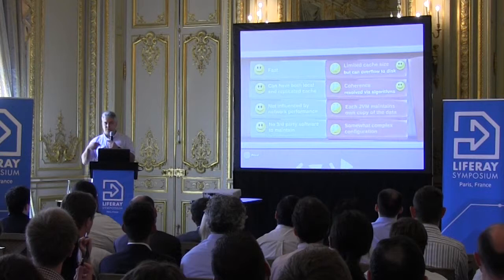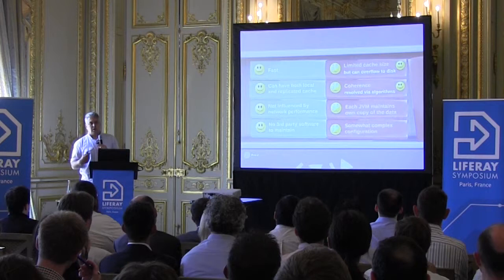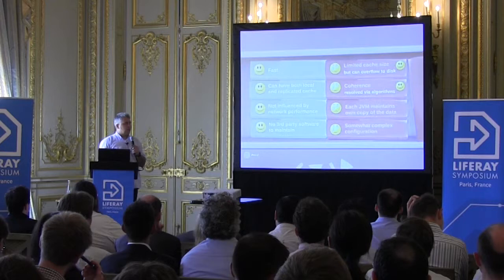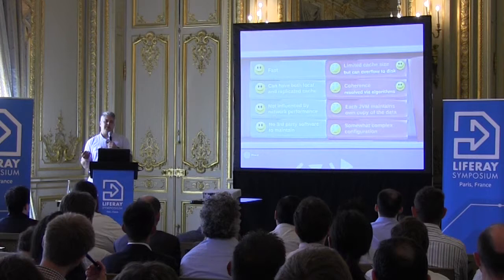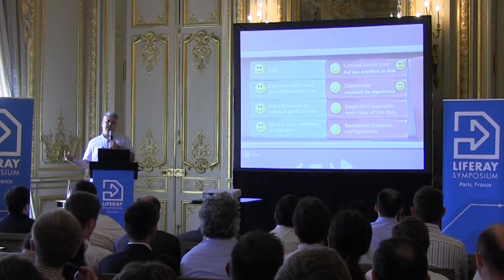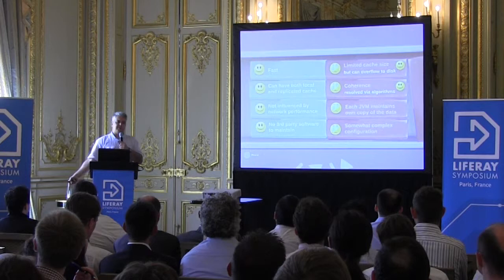And coherence is, of course, an issue. We're solving that using different algorithms. For example, we are not updating things, only expiring things. If something changes on one node, we don't send the data to the other node, but we just tell the other node that this thing changed, and it is removed from the cache on the other node, and then it's going to be fetched from the database and put back in the cache on that node itself.